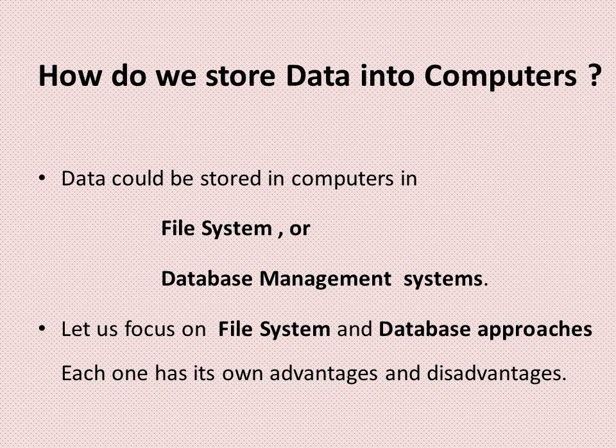Now let us see how we store data in computers. Data can be stored in computers in two ways. One is the traditional system, which is the file system, and the second is the database management system. These two systems provide different methods of storing data, and each one has its own advantages and disadvantages.